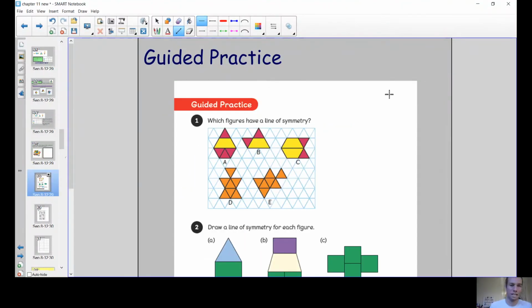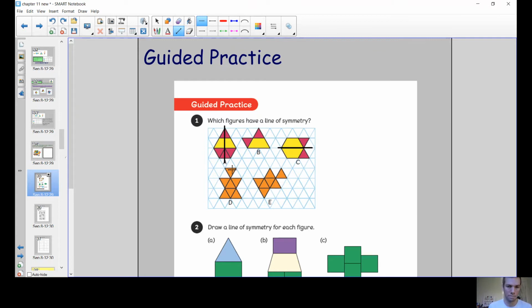Guided practice then. Which figures have a line of symmetry? Oh, you can pause it and have a think. I'm going to draw them straight in so that you can see if you are right. Here's our line of symmetry on figure A. Figure B, do they look the same? No. I don't think this one is symmetrical. We could say it's non-symmetrical.